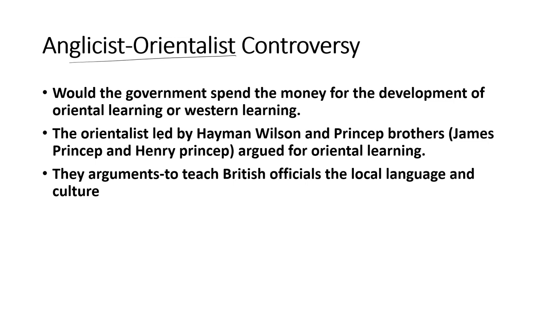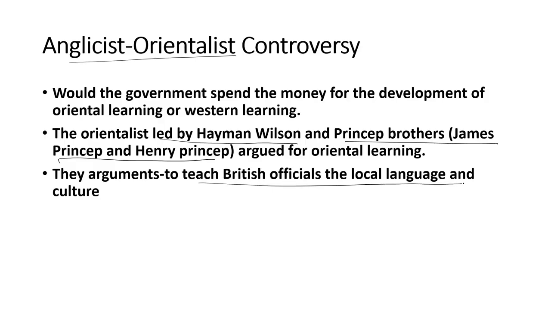The Orientalists were led by Horace Wilson and the Prinsep brothers. They included James Prinsep and Henry Prinsep. These Orientalists argued for the introduction of Oriental learning in India, that is, the teaching of Indian classics, Indian philosophy, Indian history, Indian languages. They stood for the introduction of Oriental learning in India. Why did they argue for it? There were certain reasons behind their demand for Oriental learning.